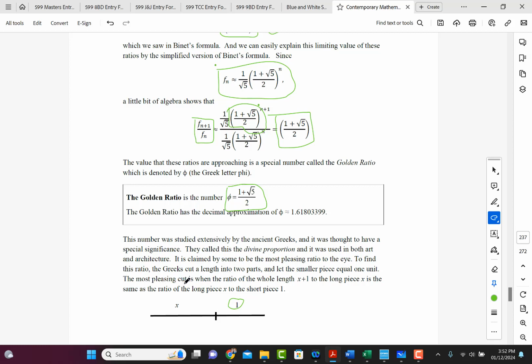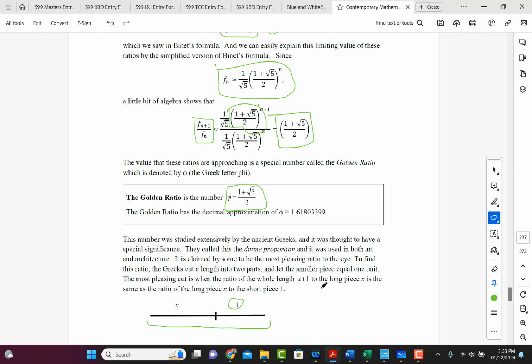The most pleasing cut is when the ratio of the whole length, x plus 1, to the long piece, x, is the same as the ratio of the long piece, x, to the short piece, 1. Okay, so how would that look?